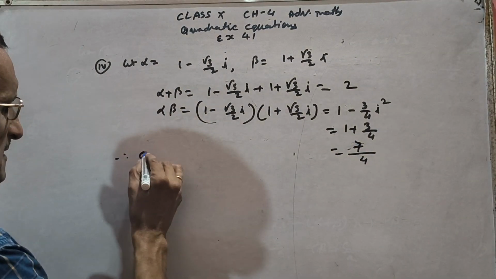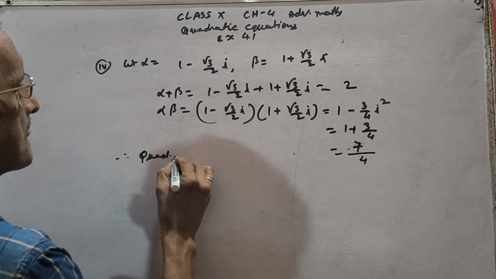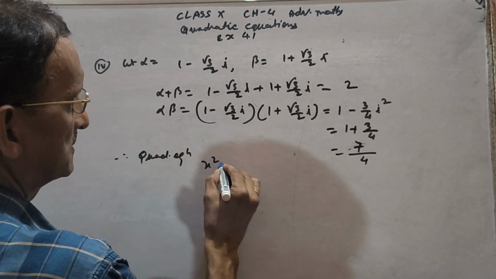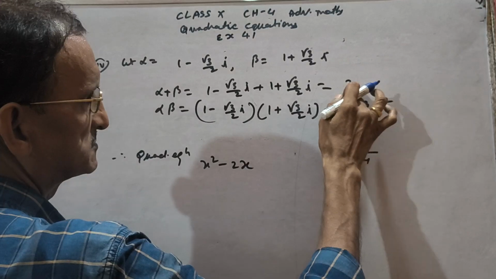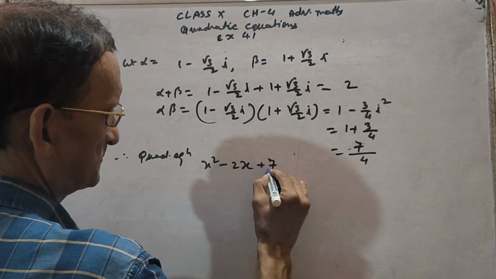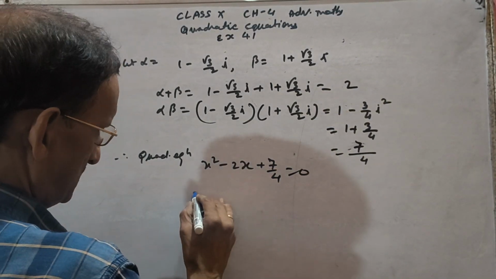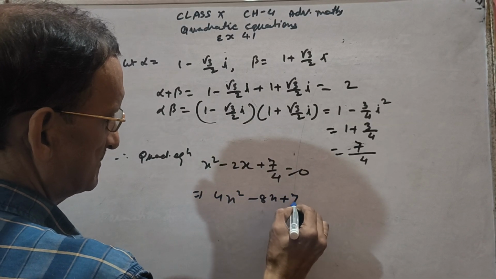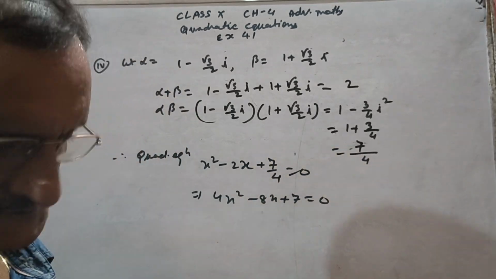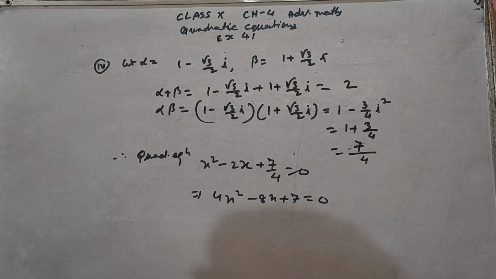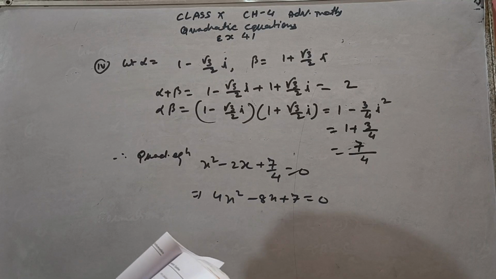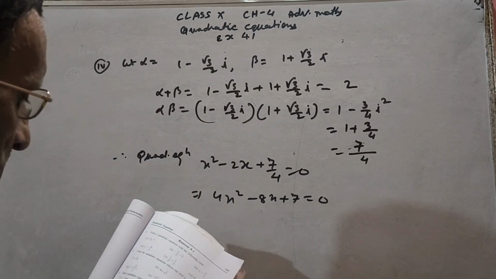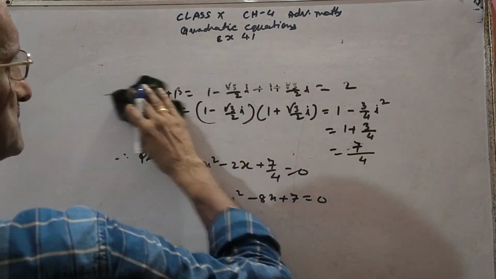So what will be the quadratic equation? x square minus sum of roots into x plus product of roots is equal to 0, which is 4x square minus 8x plus 7 equal to 0. Okay, this is number 4. Remaining are similar, so I leave them for your exercise. You can practice 5 and 6 for your practice.